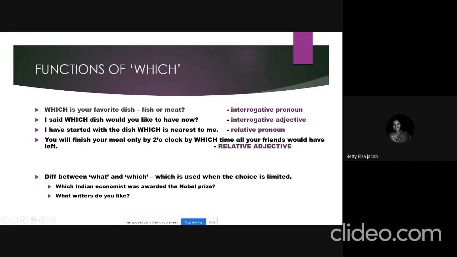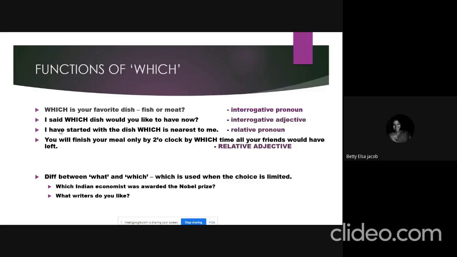Now the next one. I said, which dish would you like to have now? Now here, if you look at this, you understand it's again a question because you have a question mark. And so it is interrogative. And which dish, which is immediately followed by a noun. So which qualifies that noun dish. So it's not a pronoun, but it is an adjective. It's an interrogative adjective. Now similarly, I have started with the dish which is nearest to me.